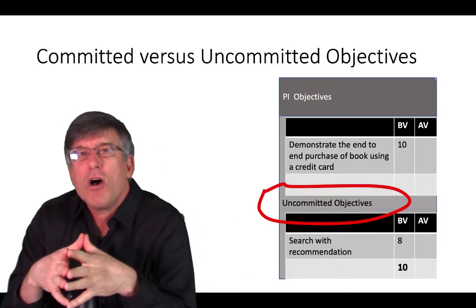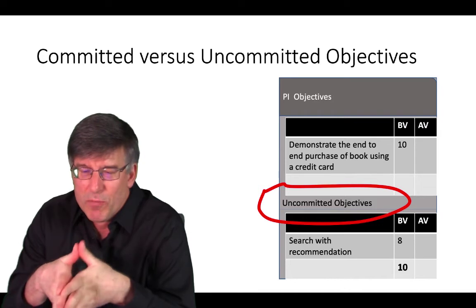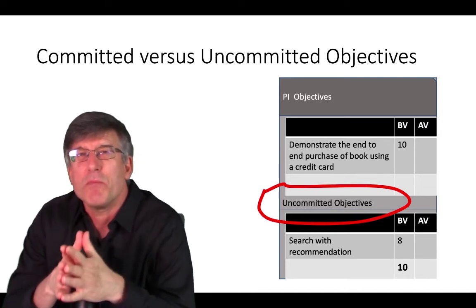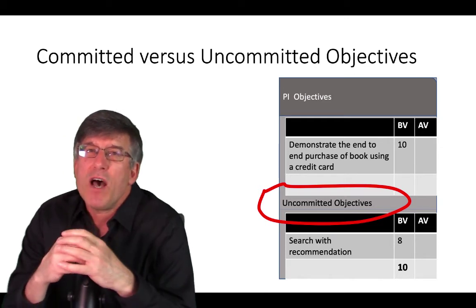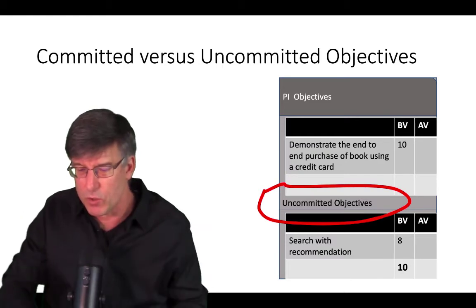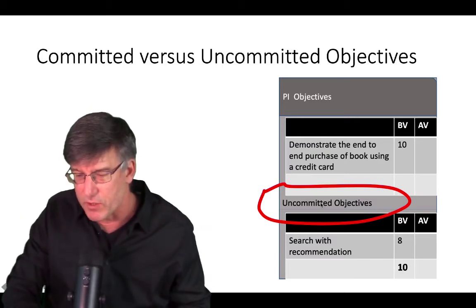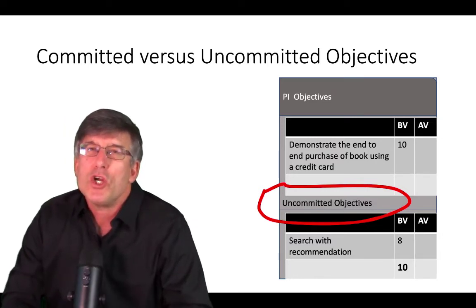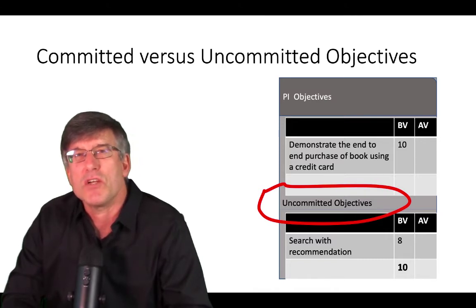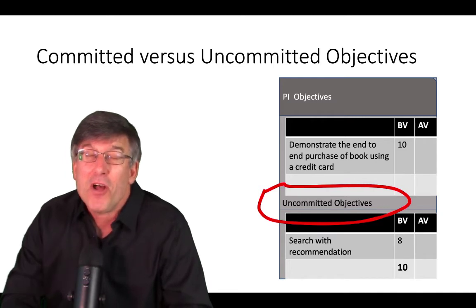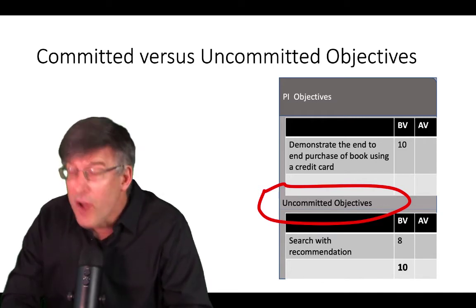Now, something that causes a lot of confusion for people is the difference between committed and uncommitted objectives. In SAFe 5.0, they changed the name of these so-called stretch objectives to uncommitted objectives. The term stretch objective meant to a lot of people that these were the objectives that we were going to do if we had time. And the problem was that is absolutely not what it meant.